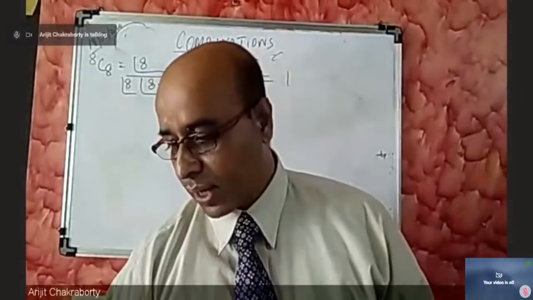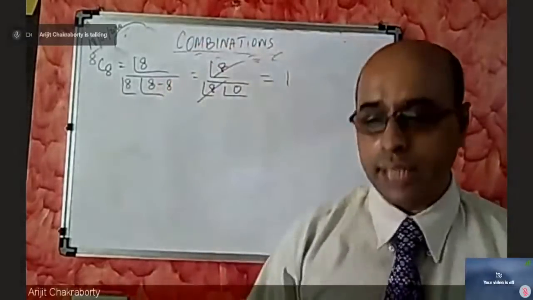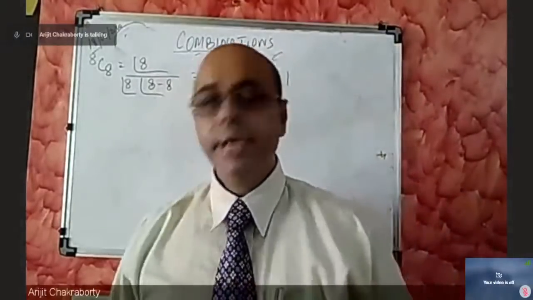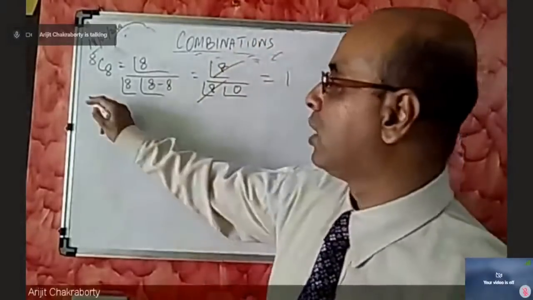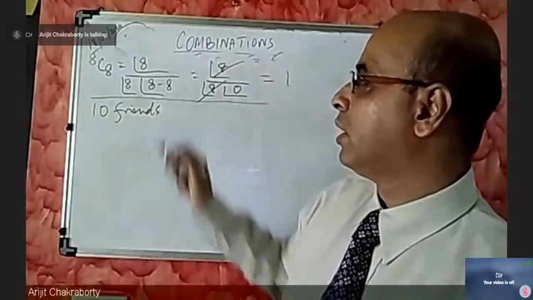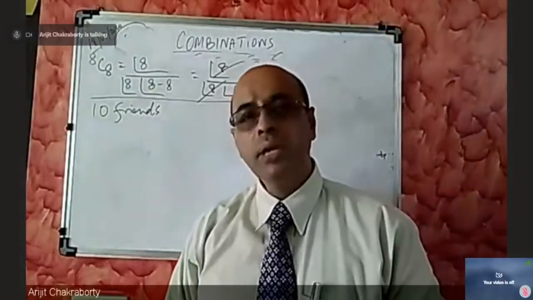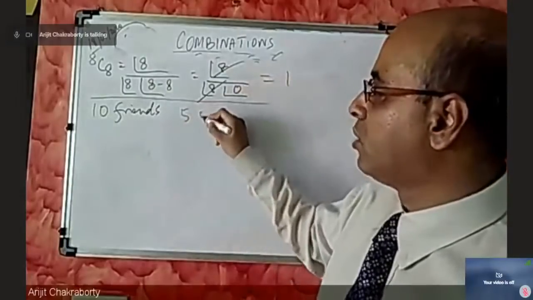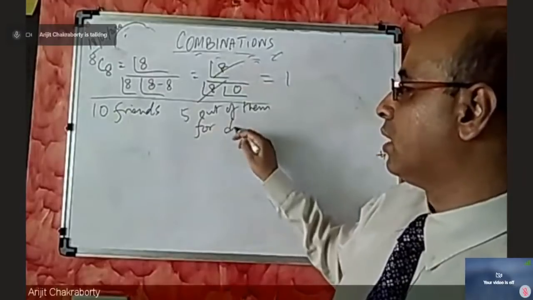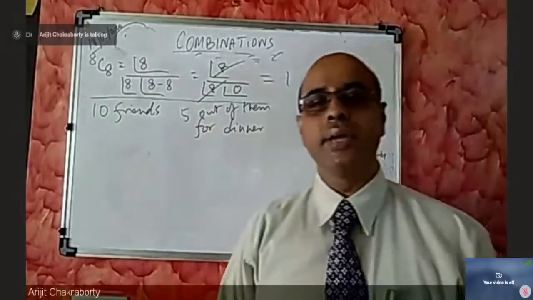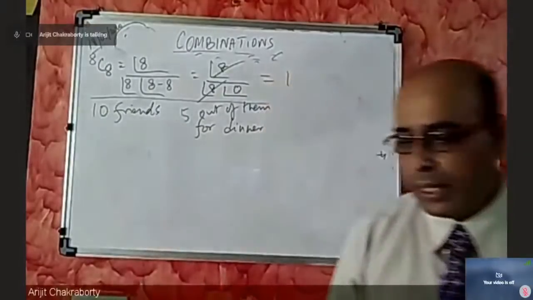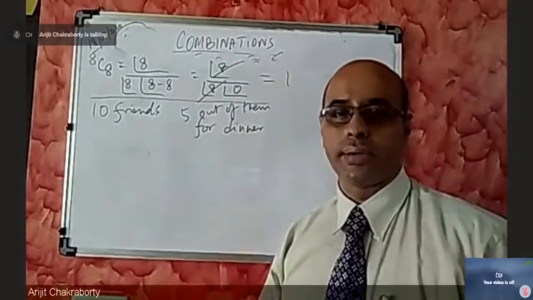Okay. The next one, let's take an example. In how many ways, you have 10 friends. Okay, 10 friends are there. In how many ways can you choose 5 out of them for dinner? You want to invite them for dinner. You have 10 friends. You want to invite 5 of them for dinner. So in how many ways can you do it?